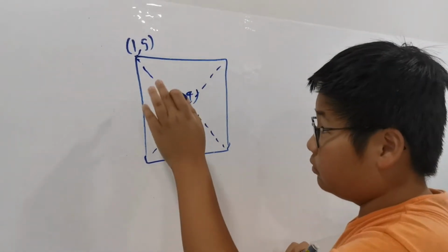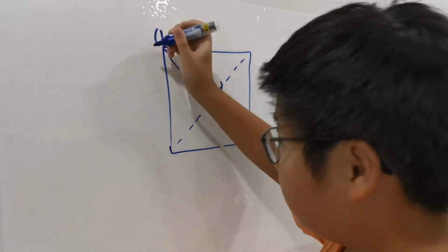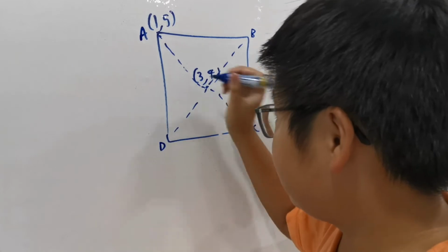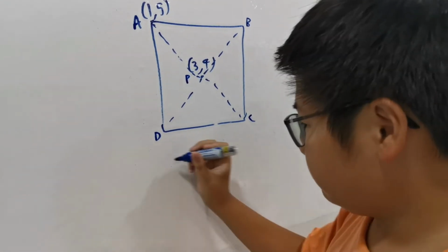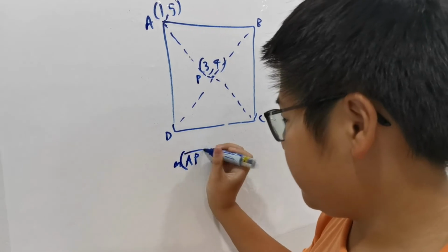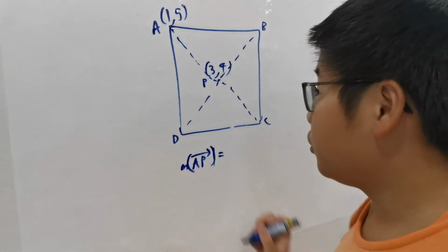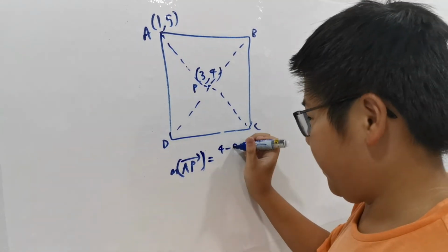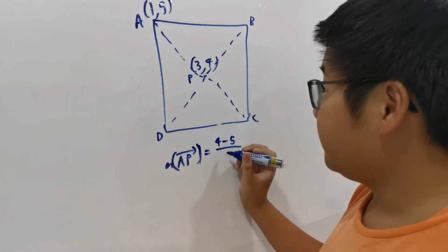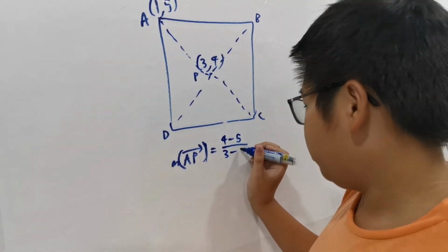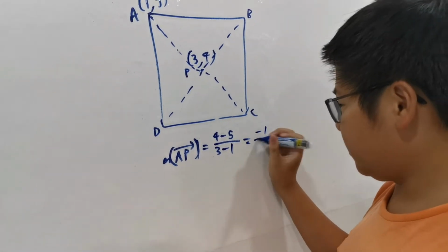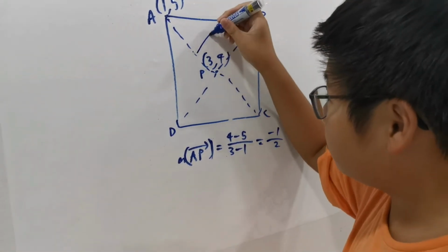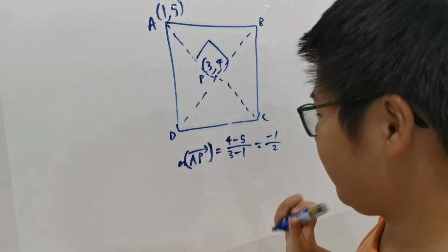Alright, now, so we'll label the points for convenience sake. A, B, C, D, and the point at the center is labeled P. Now, the gradient of AP equals the rise over run. So we take the y coordinate of P minus the y coordinate of A and divide it by the x coordinate of P minus the x coordinate of A. This equals this. Now, PB is perpendicular to PA, as you might all know. So it's right angled, so I'll draw this big right angle sign here.